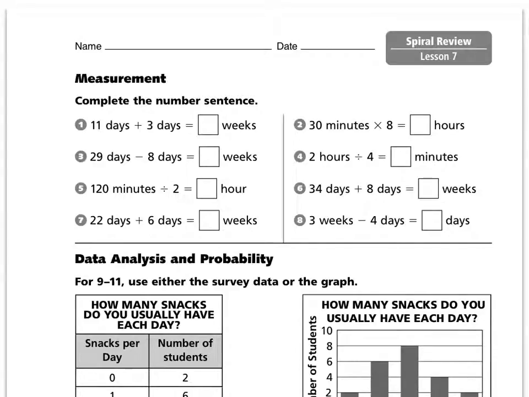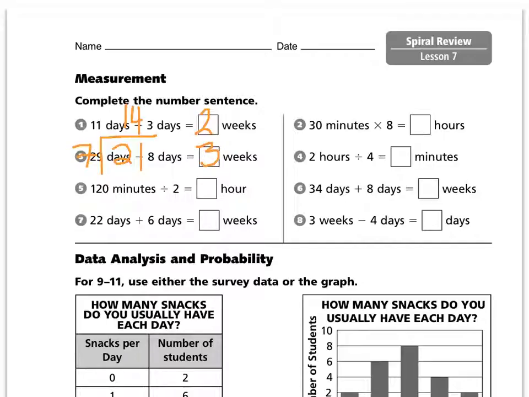Let's look at Chapter 12, Lesson 7 review. Complete the number sentences. 11 days plus 3 days, I know that's going to be 14 days, but that equals 2 weeks. 29 days minus 8 days is going to be 21 days, but then I need to divide 21 by 7 in order to get weeks, and I know that's 3.